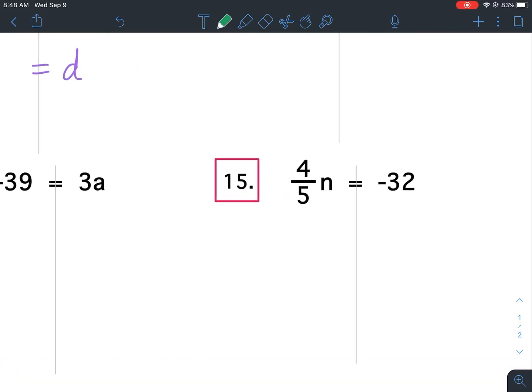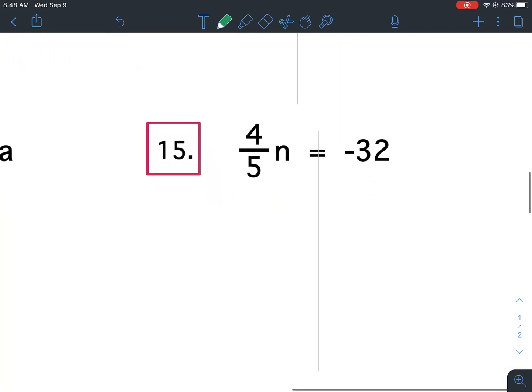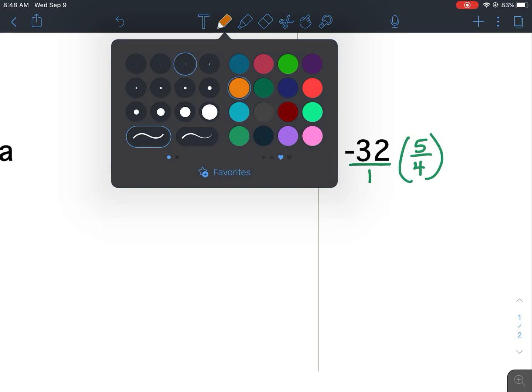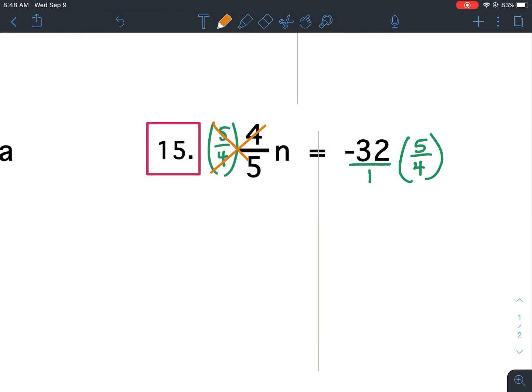Last one. Is this multiplication or is it addition and subtraction? That's 4/5 n. 4/5 right beside the variable means multiplication. So when you have a multiplication problem with a fraction, you must use the reciprocal. So I'm going to multiply both sides by 5/4. Go ahead and put my 32 over 1 as well. So I can cancel out the 4's, cancel out the 5's, bring down my variable, my equal sign, and again, you may finish that on your own using your calculator.